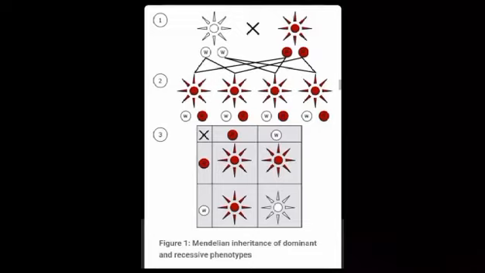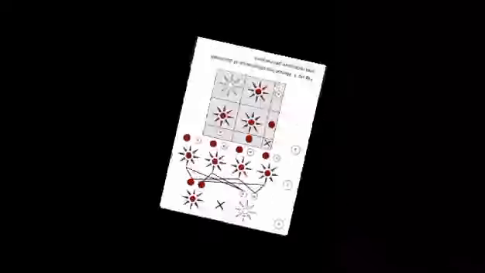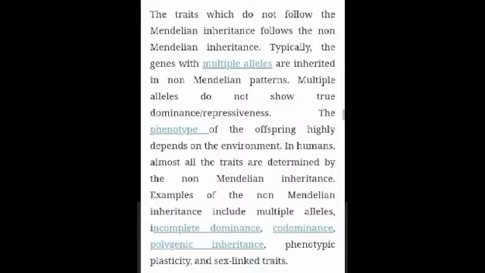Depending on the appearance of genes in the offspring, two types of alleles can be identified as dominant alleles and recessive alleles. The traits which do not follow the Mendelian inheritance follow the non-Mendelian inheritance. Typically, the genes with multiple alleles are inherited in non-Mendelian patterns.